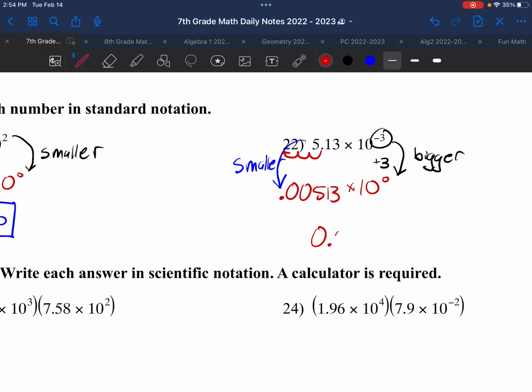It's going to be 0.00513. Do you need that leading 0 right here? No, but textbooks do it to make sure that people know that it is a decimal. And there's our final answer.